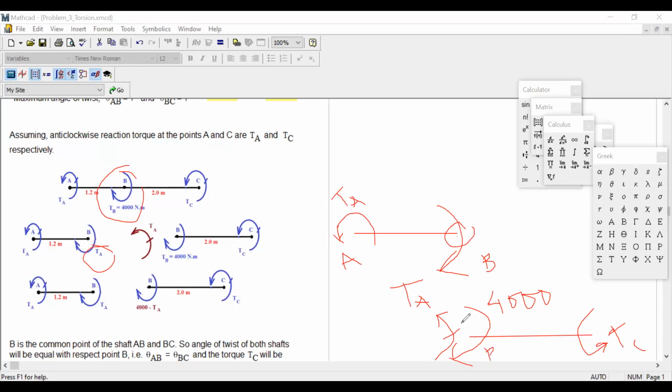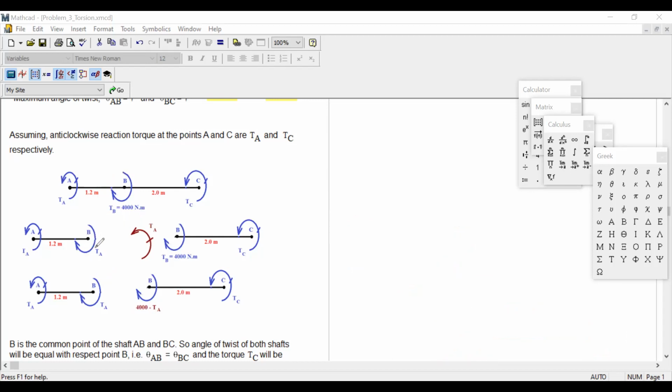If you close these two bars together, then this TA will be cancelled out because this is clockwise, this is anti-clockwise. So we will be back to our previous main problem, right? Because there will be no torque, that means there is no TA at point B. So that's what I did. You look carefully, this is TA, and this TA is not there. So I need to take it out. This is clockwise, so I put anti-clockwise TA over here.